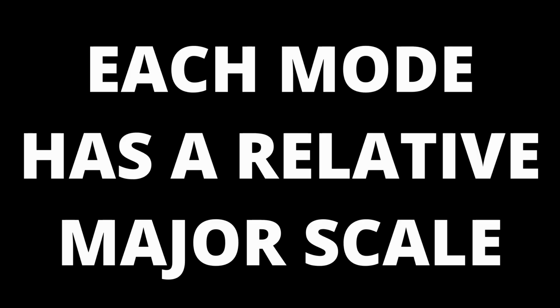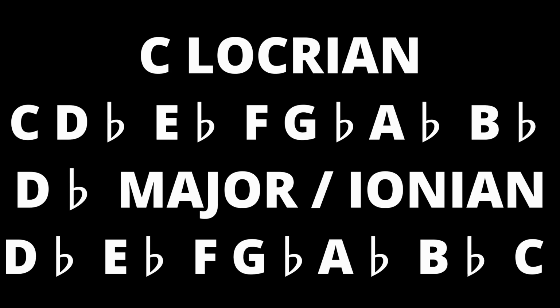Let's now look at another big issue people find with the Locrian mode. As you may know, the modes are derived from what we call the major scale. This means that every mode shares its notes with a major scale. For example, C Locrian shares its notes with the D flat major scale. Because of this, they also share the same set of chords, which we created earlier. They are just in a different order.